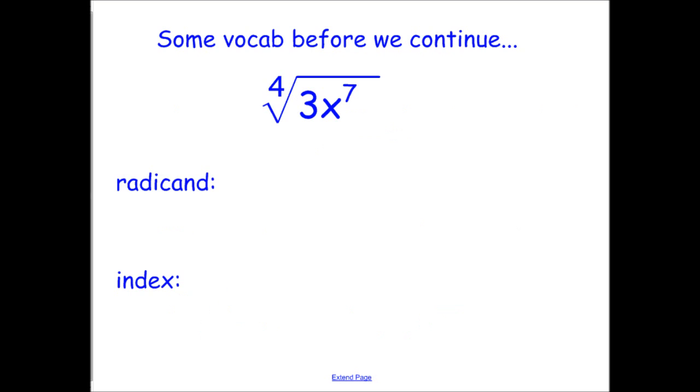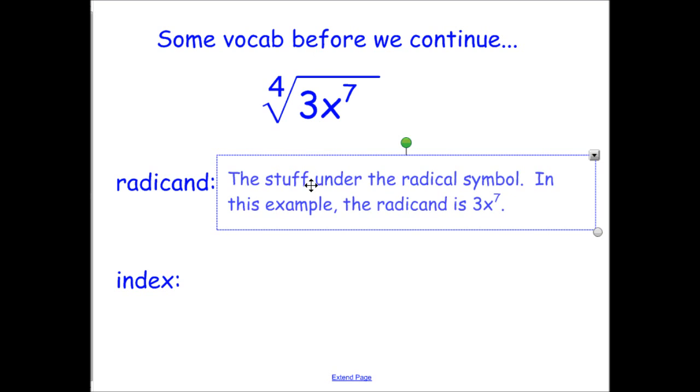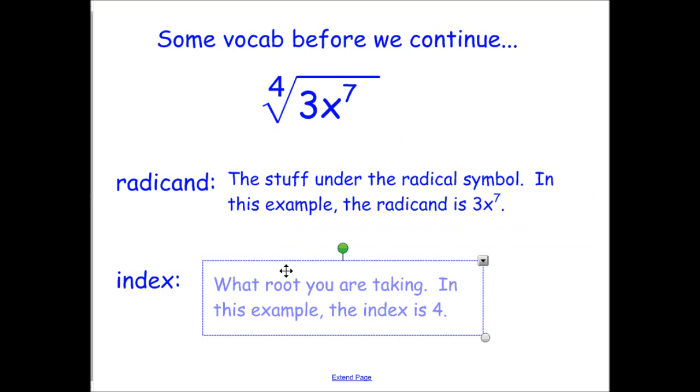Alright, so let's look at some vocab before we get started here. The radicand is the stuff underneath the square root symbol, or this is called a radical symbol. So the radicand is the stuff underneath the radical symbol, and in this example, it's 3x to the 7th. The index is what root we're talking about. So this is the 4th root in this example, so the index is 4 here.